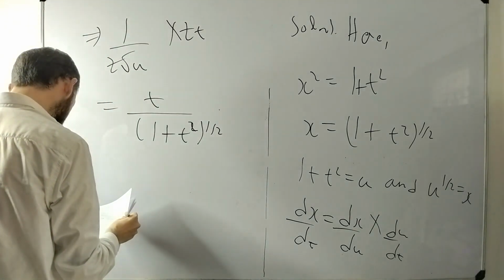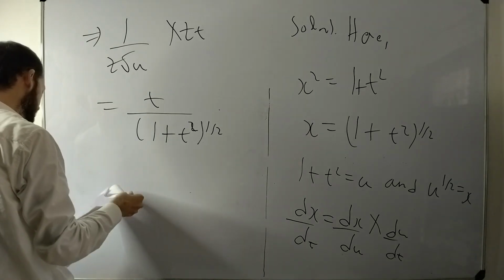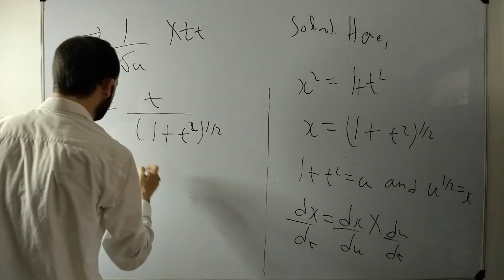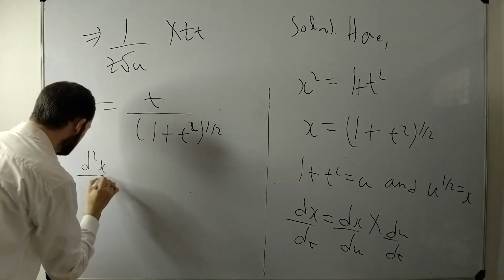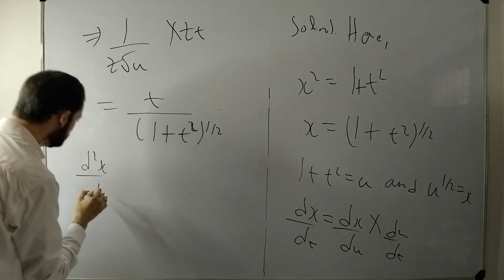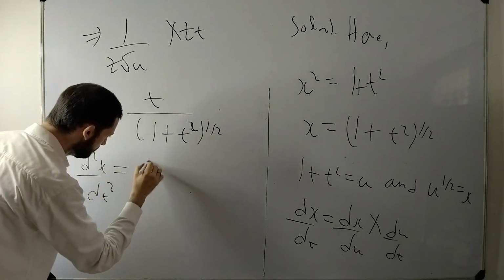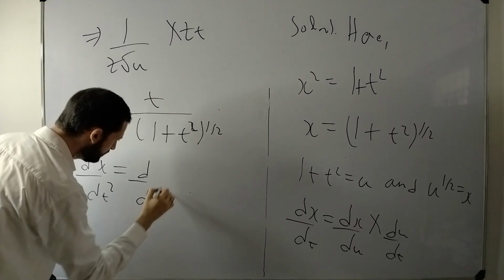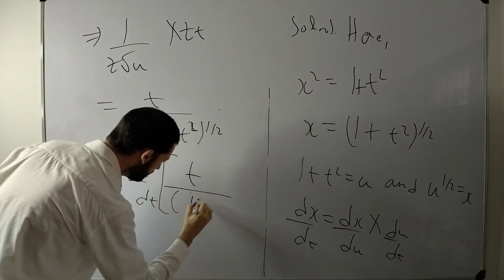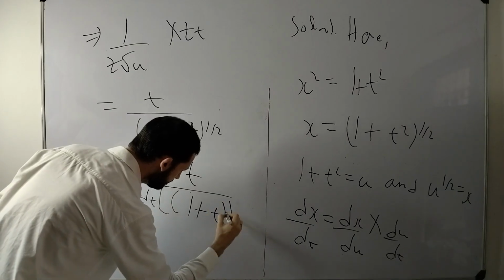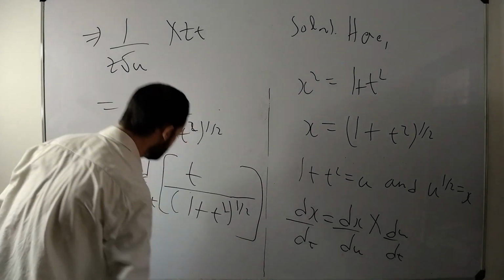Now what is being asked? Acceleration is being asked. So we have found velocity. Now differentiate this also. d2x upon dt2. Then this becomes differentiation of this value, t upon (1 plus t squared) to the power 1 by 2. Right, student? Yes, sir, definitely.